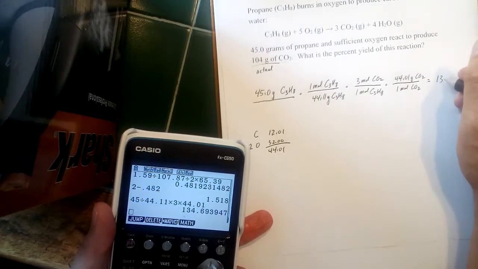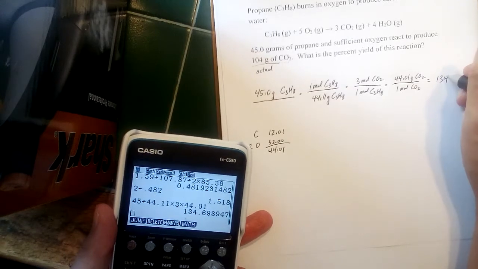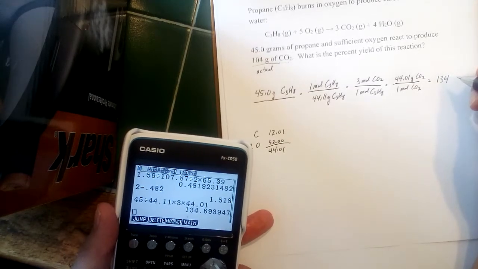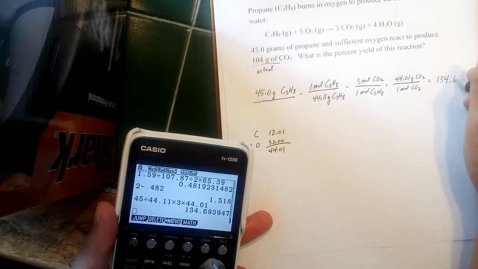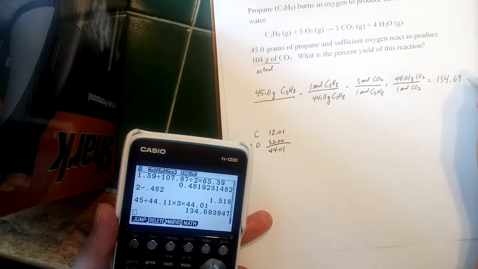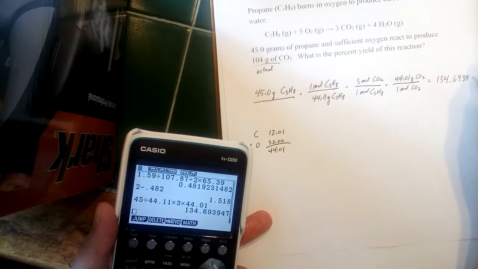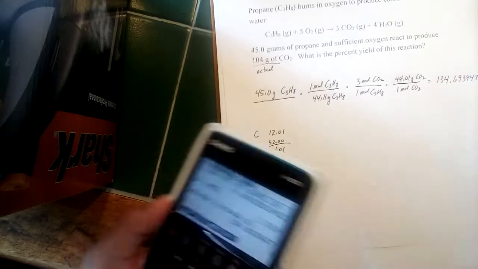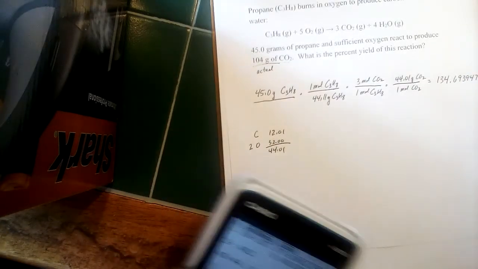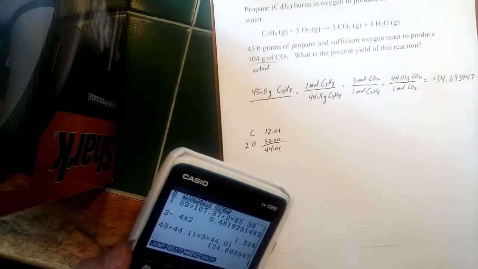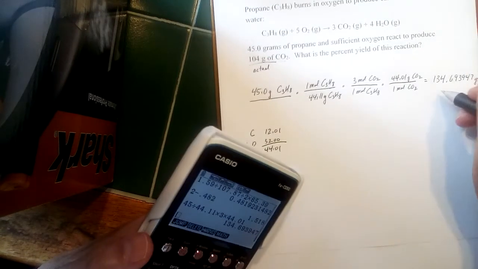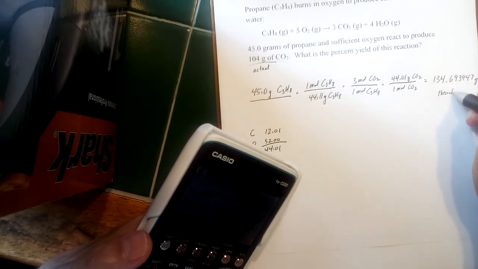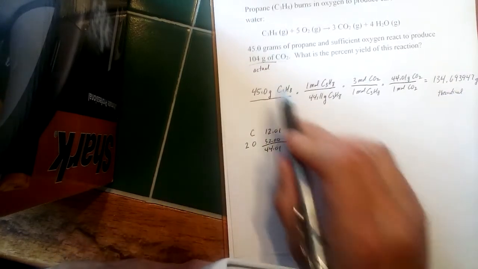And that is 134. Now we really just have 3 significant figures here, but since this isn't the final answer to the problem, I don't want to round off too much. So I'm just going to keep some of that extra information. In fact, if you know how to use your calculator, you can just keep that number in your calculator and use it in the next step. Okay, that's our theoretical yield. We want to compare that to the actual yield.